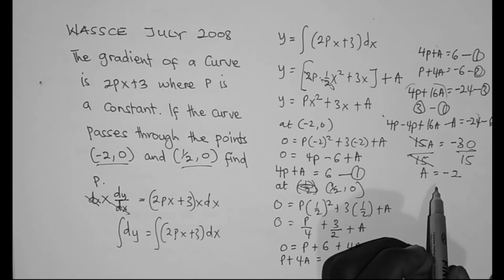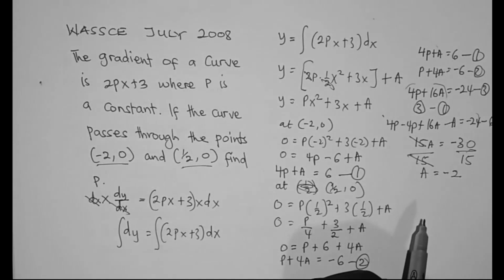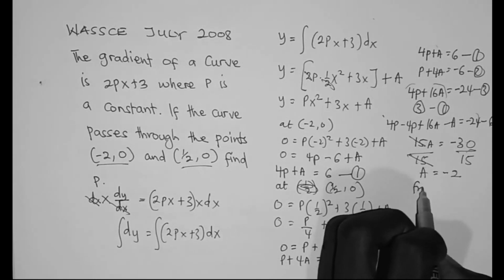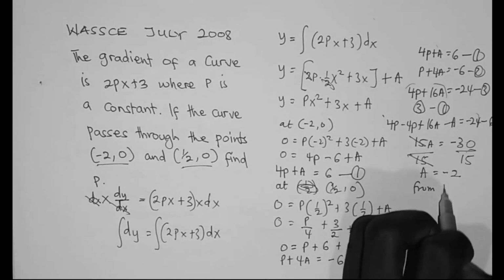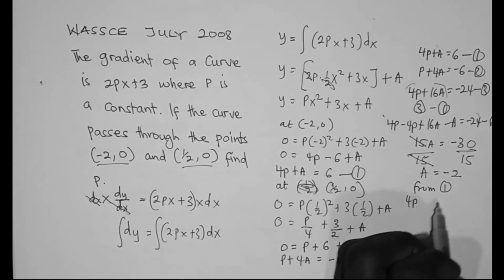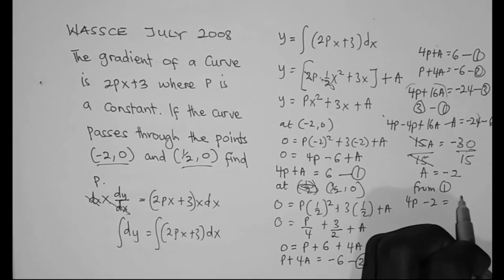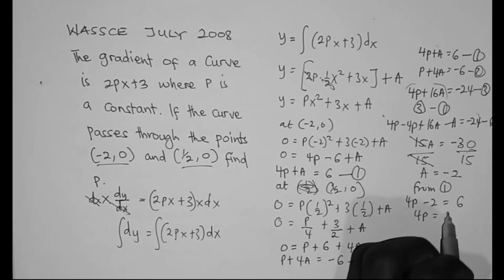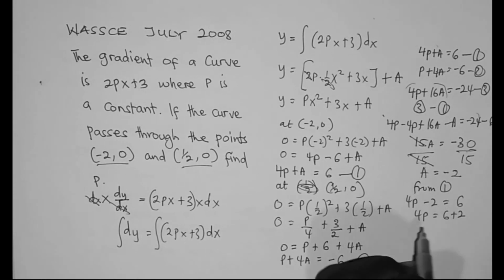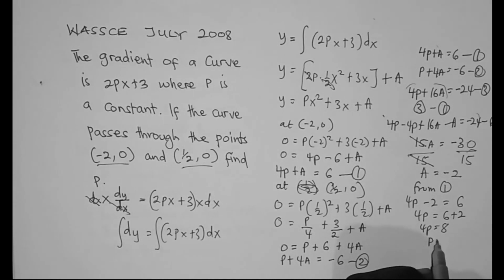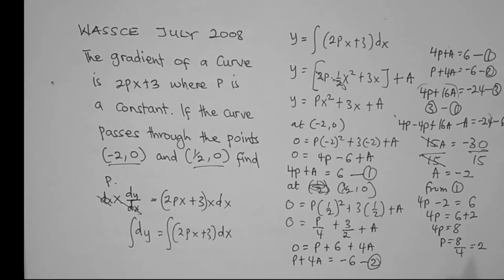So since we've gotten a equals minus 2, what we need to do is to put the value of a into equation 1 and find the value of p. So from equation 1, 4p then plus a, in this case a is minus 2, is equal to 6. So 4p is equal to 6 plus 2. So 4p is equal to 8. And therefore p is equal to 8 over 4, which is equal to 2.